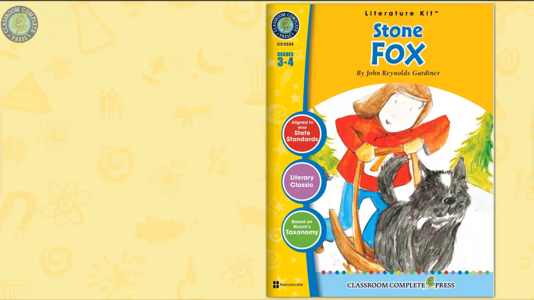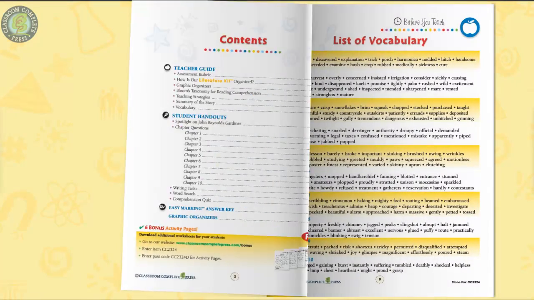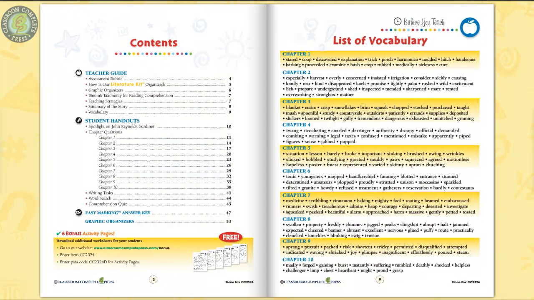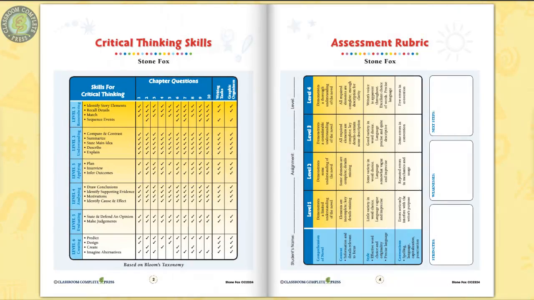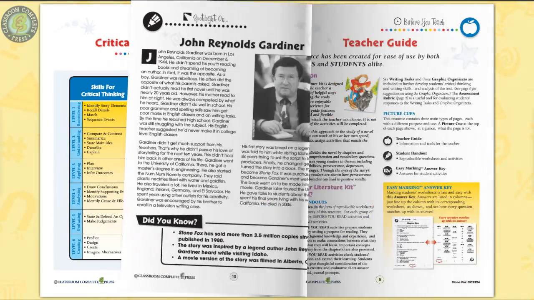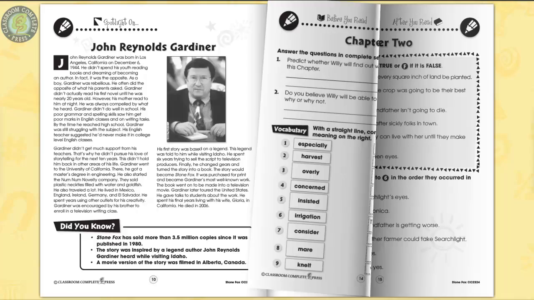This literature kit on Stone Fox by John Reynolds Gardner includes activities that engage the reader and provide clarity of the subject matter. 55 pages chock full of before-you-read worksheets for each chapter section, along with vocabulary prompts to prepare your students for the reading, with rubrics, teacher guide, and author biography.